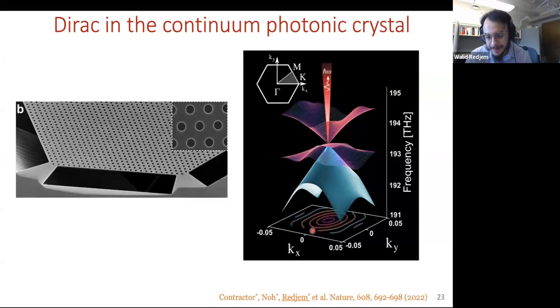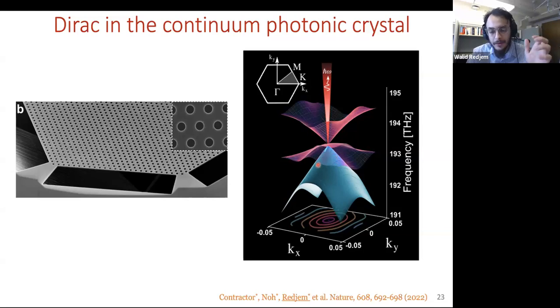So the way we did it, actually, is to use the physics of Dirac cones in the continuum. We have a graphene type of lattice, but using photons. These are air holes inside the dielectric, inside the multiple quantum well, the gain medium. And when you look at the dispersion of this lattice, you can see a Dirac cone.